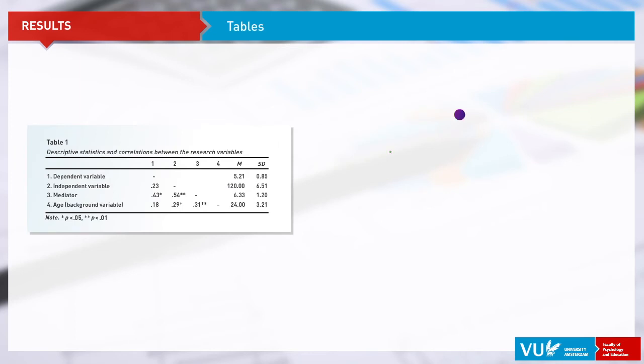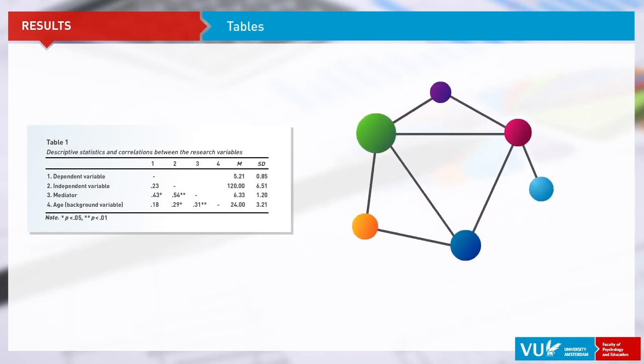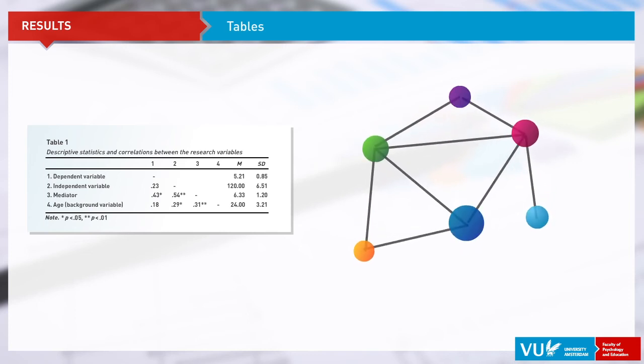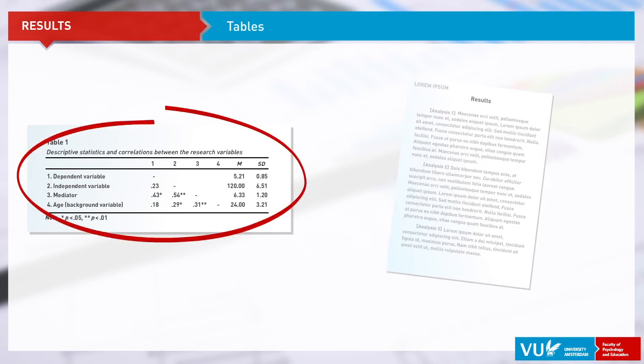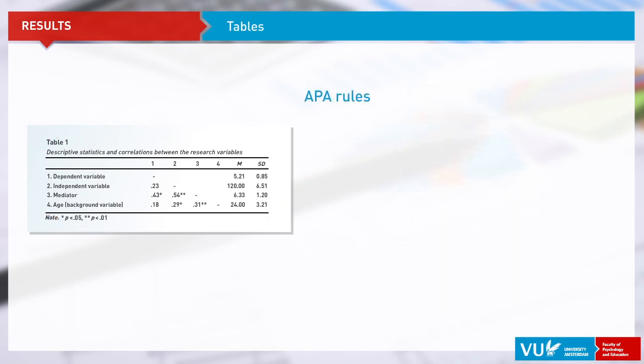Tables. When you have complex relationships, it can be useful to report results in a table. With simpler results like men and women, this is often unnecessary. Beware that when you do use a table, you don't literally name the results of the table in your text. APA has several rules for tables.